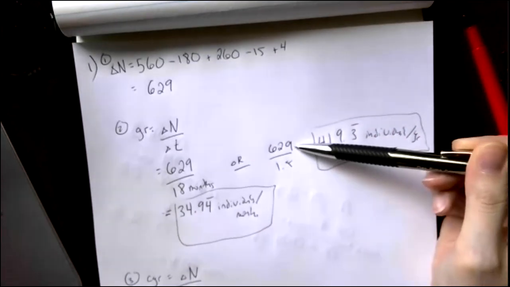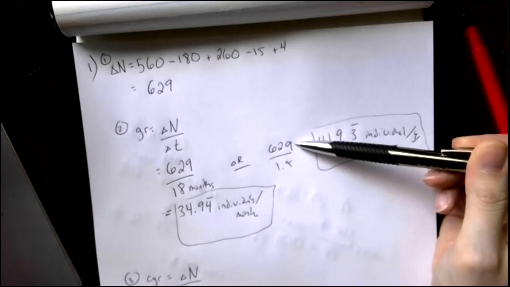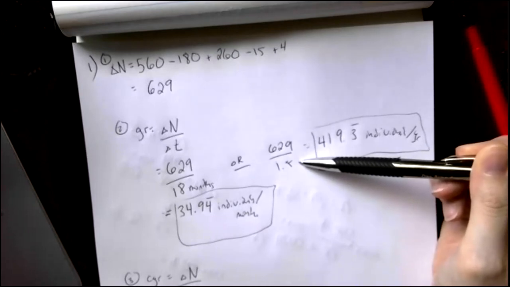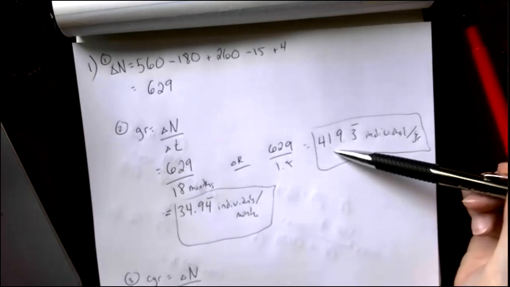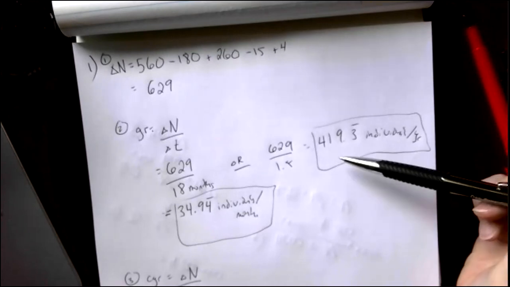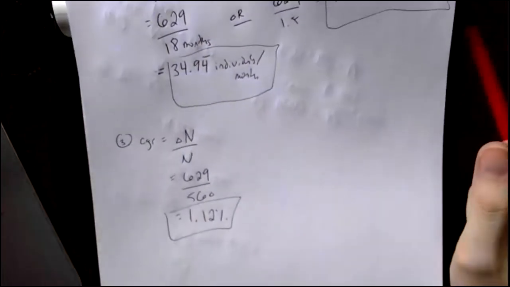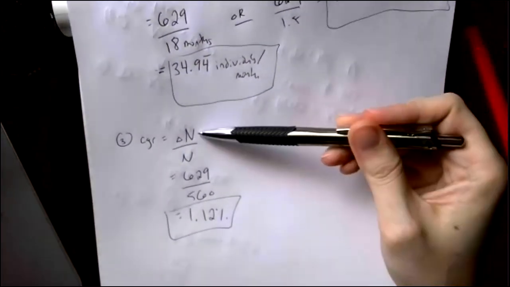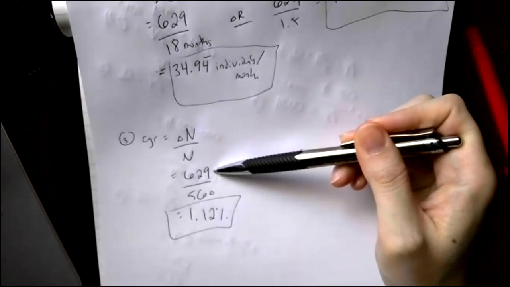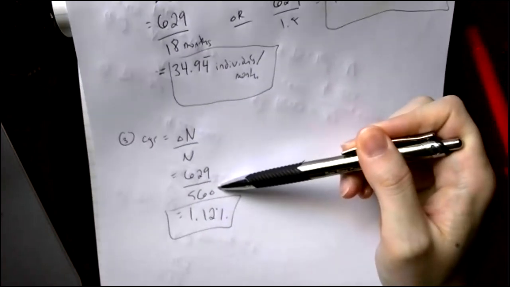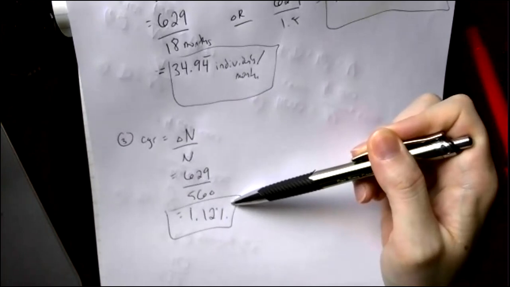Or we could do it in years instead and take the 629 and divide it by the 1.5 years and get 419.3 individuals per year. And then for the per capita growth rate, we again take our delta N, which is 629, divided by the initial population of 560, and we get a per capita growth rate of 1.12%.